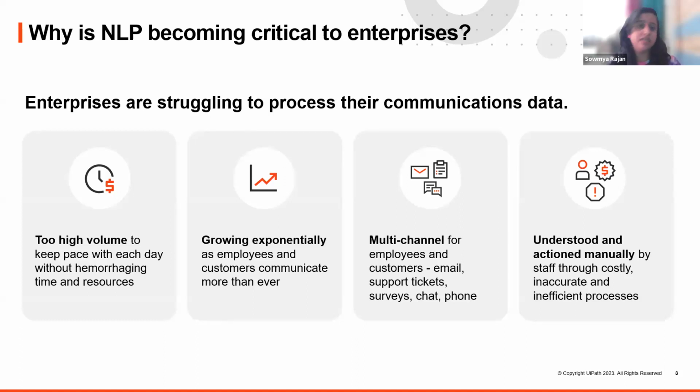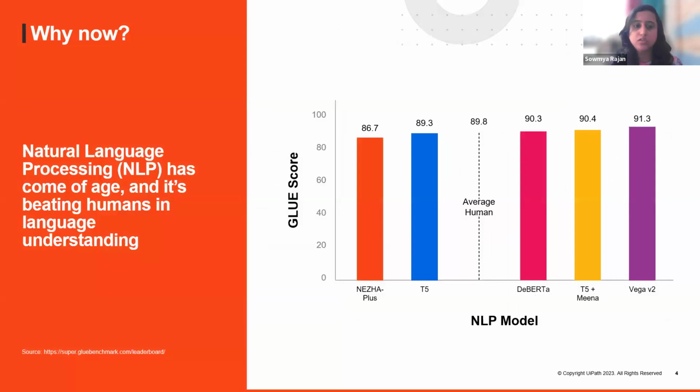This is the reason natural language processing has become very popular nowadays. There are different types of natural language processing models that have come of age, like the T5 model, Mina model, Vega V2, and DeBERTa. There are so many models coming up, and these NLP models basically work with all the text data that is coming across.